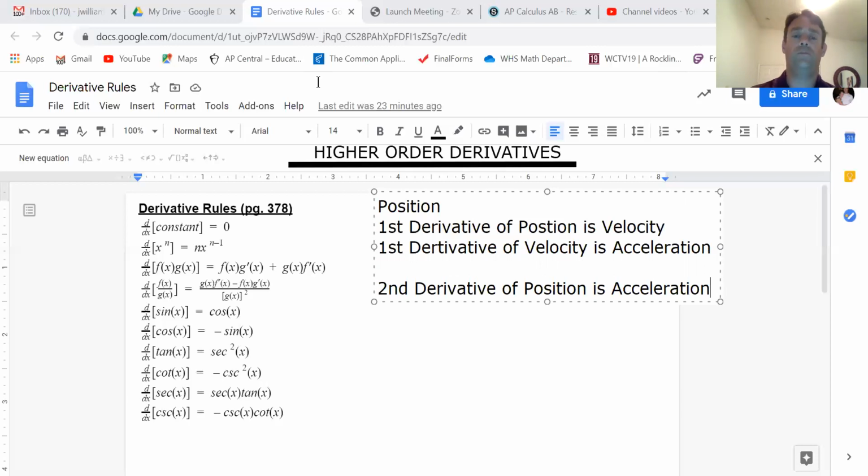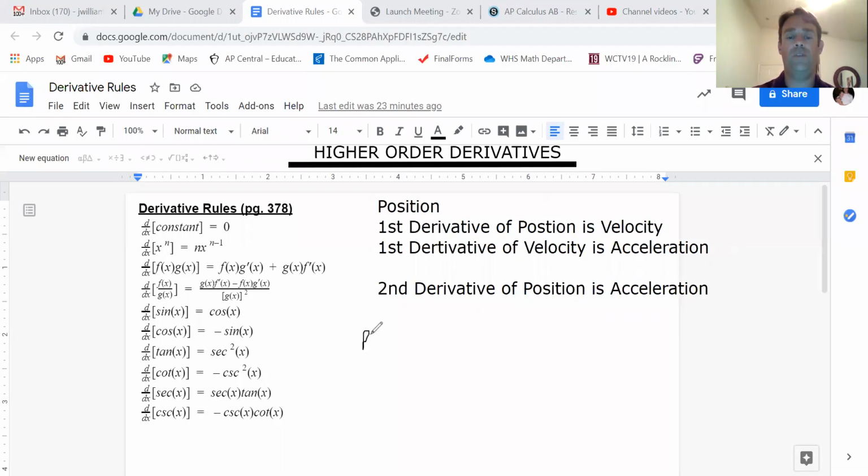So think of it this way. I have position, and I take the derivative of position to get velocity. Well, if I take the derivative of velocity, I get something called acceleration. By the way, if I take the derivative of acceleration, I get something called jerk. But we're not going to get into that one.